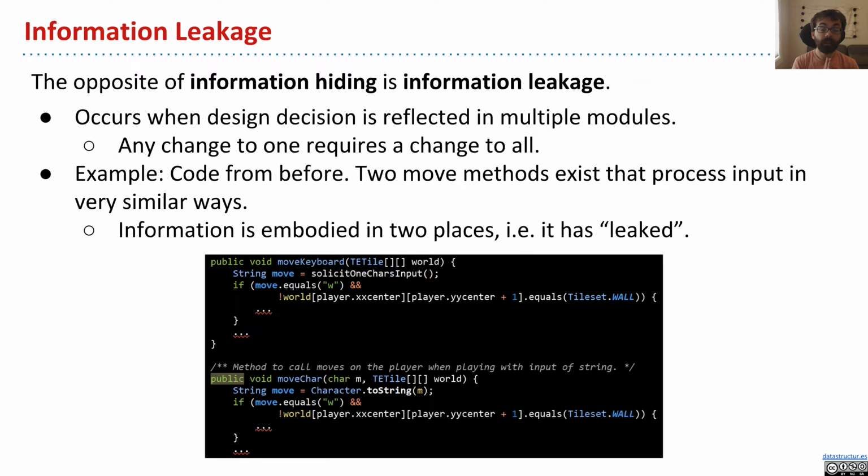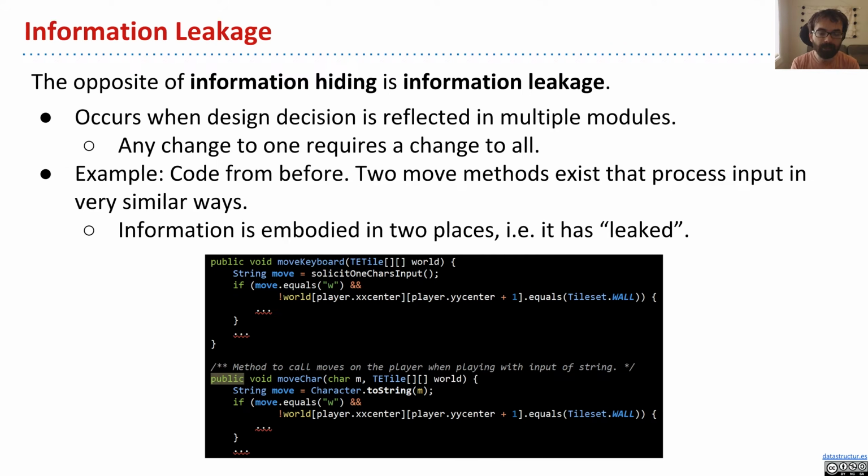Now, the opposite of information hiding is information leakage. And this happens all over the place with novice programmers, and particularly in this project. So this occurs when the same design decision is reflected in multiple modules, so that any change to one of them requires a change to all of them. So looking at this code from before, we have these two different move methods that process input in almost the same way. The code is very redundant. And so in this sense, we say that information or decisions about the design are embodied in two places. It is leaked across the boundary between these two pieces of code. You can think of these methods, I suppose, as a module, and that is causing, ultimately, this programmer a lot of grief.